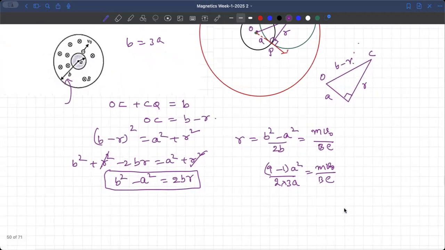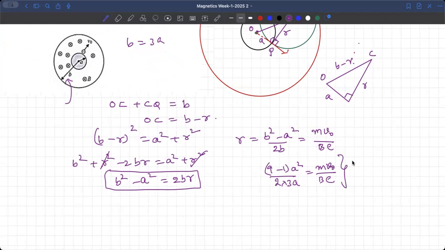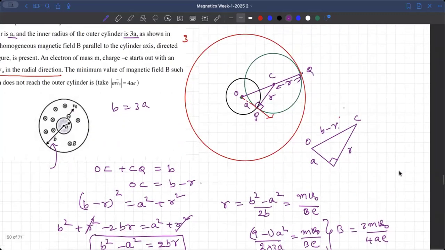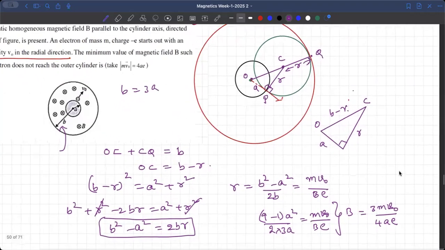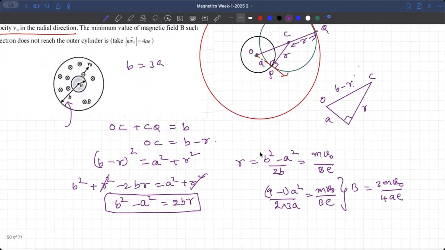So this allows you to write B properly as you cancel A, 8 by 6A, giving 4 by 3A. B is nothing but 3 mv naught by 4Ae. And some data is also given. Wherever mv naught is there, you can write 4Ae. So therefore, the value of B will now be 3 Tesla.